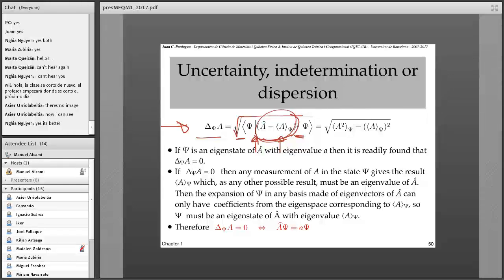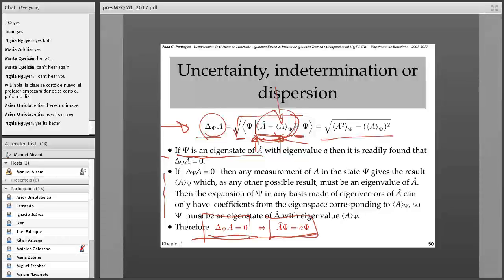And as in probability theory, if we expand this square, we readily obtain an alternative expression which is useful for calculating undeterminations. It's a trivial question to verify that if the state vector is an eigenstate of the operator, then of course all the measurements give the expected value, which coincides with the eigenvalue, and then all these differences are zero, and this is zero. And the reverse is also true. And so this is equivalent to saying that our state is an eigenstate of the operator we are measuring.